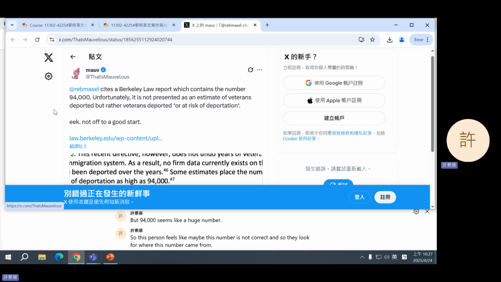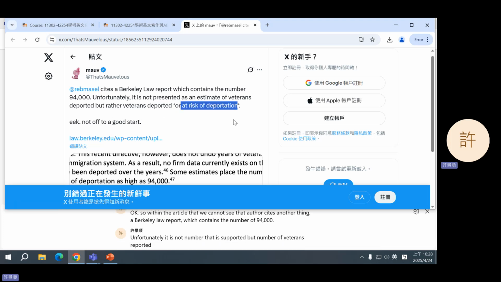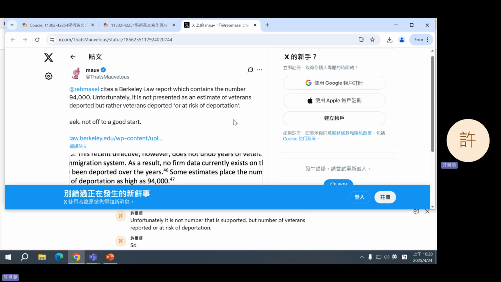Okay, so within the article that we cannot see, that author cites another thing, a Berkeley Law report, which contains the number 94,000. Unfortunately, it is not the number of veterans deported, but the number of veterans deported or at risk of deportation. So maybe they were deported, or maybe they could be deported. So already there is a slight difference happening.